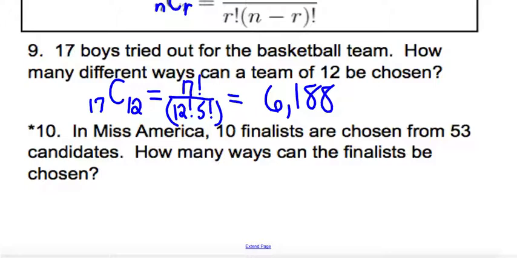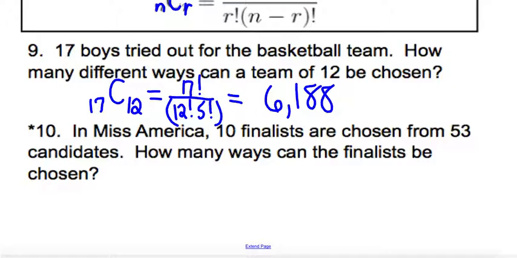All right, this is the one that has a really big number. Miss America pageant, which we all love. There are 10 finalists chosen from 53 candidates. It's 53 because there's 50 states and Washington, D.C. gets one, and I don't know, the U.S. Virgin Islands. I don't know who else gets one. Anyway, there's 53 of them.